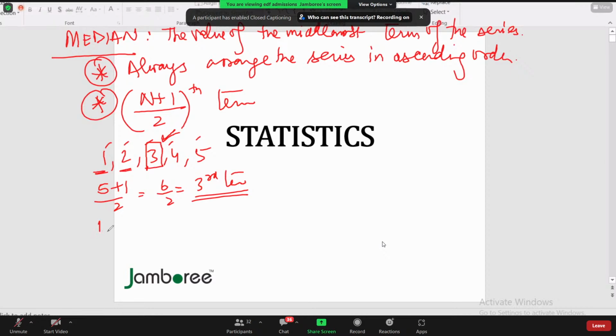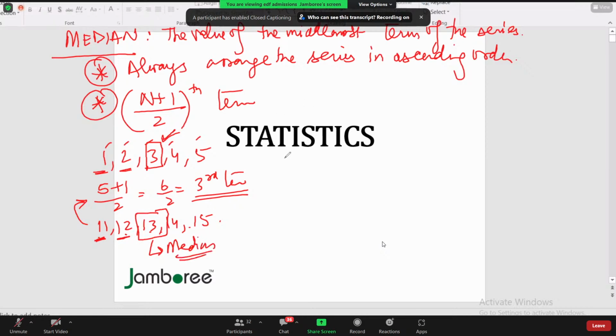Let's say the terms go by 11, 12, 13, 14, 15. Again, there are 5 terms in the series, 1, 2, 3, 4, 5. So I'll do the same thing. That is 5 plus 1 by 2, that is 6 by 2, that is the third term. So this is the first term, this is the second term, the third term is 13. So the median in this context will become 13.